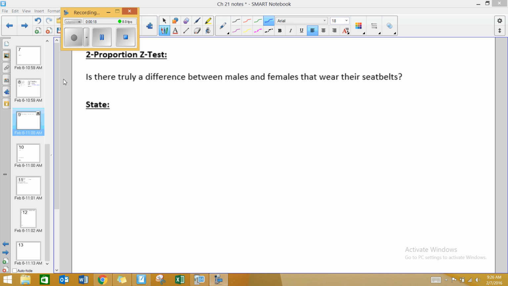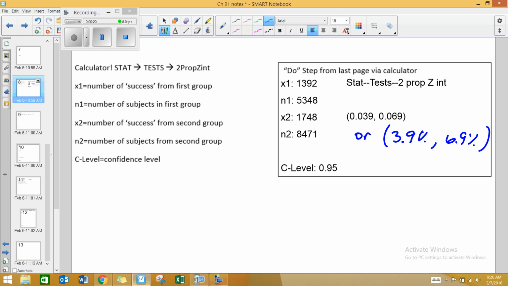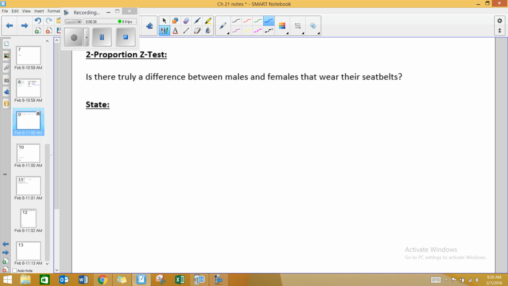So we saw in the last video, if our confidence interval has the value 0 in it, that means that there is no difference. The proportion of female binge drinkers and the proportion of male binge drinkers, when I subtract those numbers, there's no difference. And so that kind of brings us into what we would state as we begin a two proportion z-test.